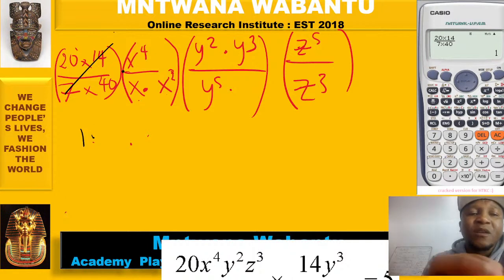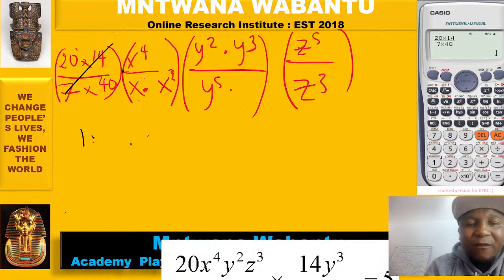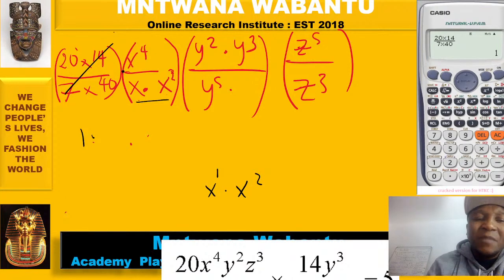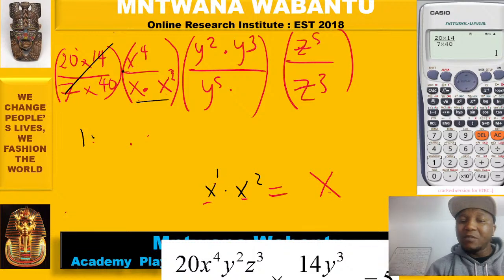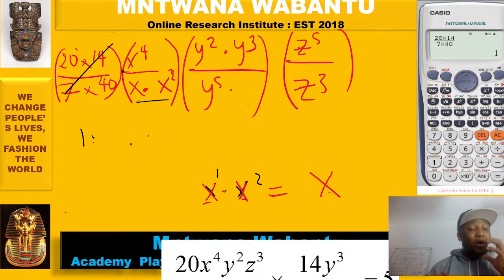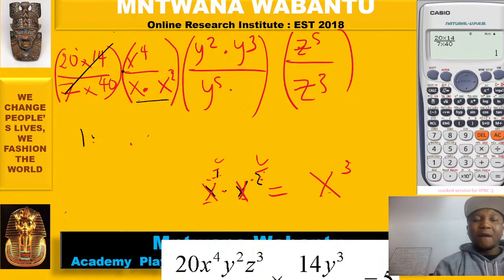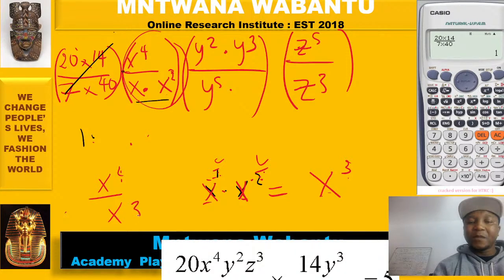Let's go for x. This is x power 4. First of all, let me deal with the bottom because we have an x times x squared. The power here is 1, but the bases are the same. Since these bases are the same, I only write one base, according to that rule that we did. And then I have to add the powers. So 2 plus 1 equals 3. So this group is like x power 4 over x power 3.